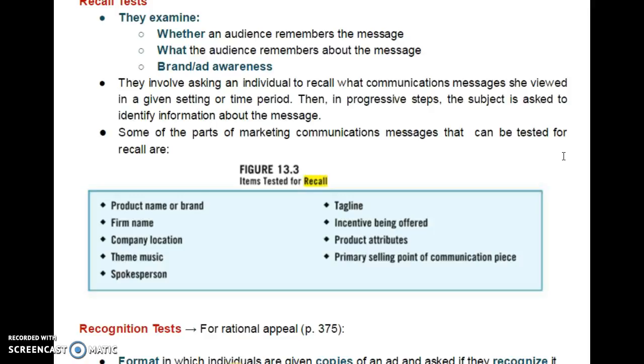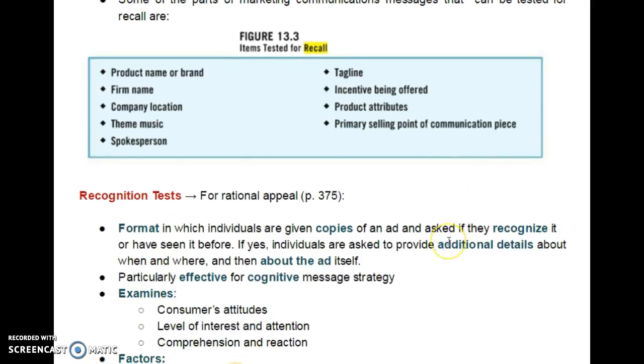Some of the parts of marketing communications messages that can be tested for recall are product name or brand, firm name, company location, theme music, spokesperson, tagline, incentive being offered, product attributes, primary selling point of communication piece. Those are items tested for recall.